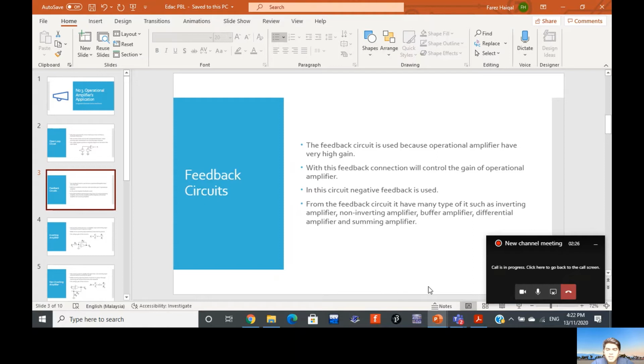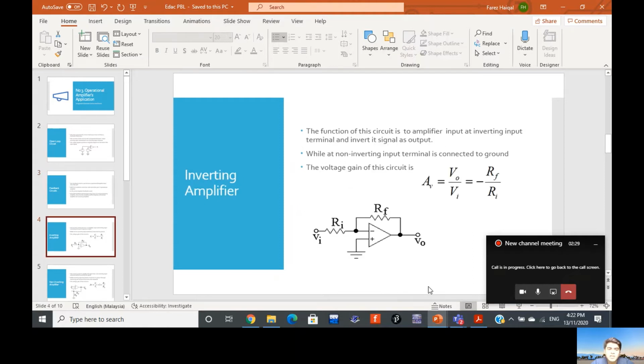The first type of feedback circuit is the inverting amplifier. The function of the circuit is to amplify the input at the inverting input terminal and invert its signal as an output, while the non-inverting input terminal is connected to ground. The voltage gain of the circuit is Av equals negative Rf over Ri, where the negative sign just shows that the signal is inverted.